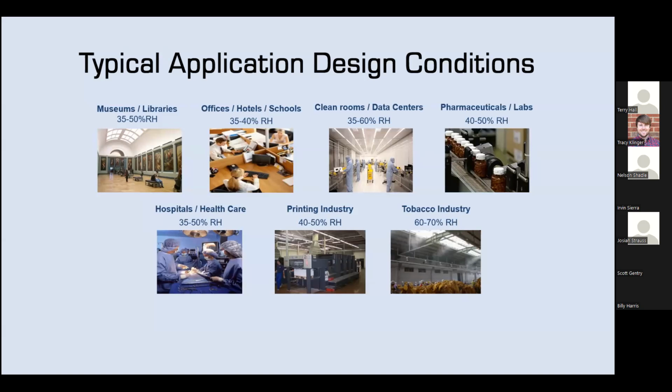Certain laboratories might go a little higher. Process applications might shoot a little higher, but in those applications, they're probably not worried about condensation. It's like this tobacco industry picture down in the lower right. They're not worried about surfaces getting wet. They're just spraying into the space.